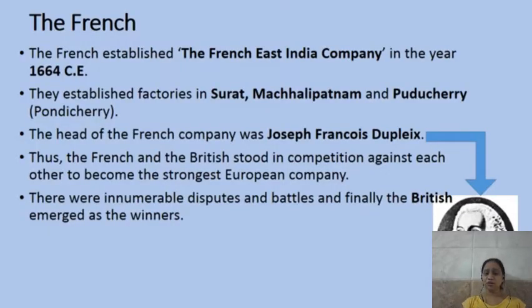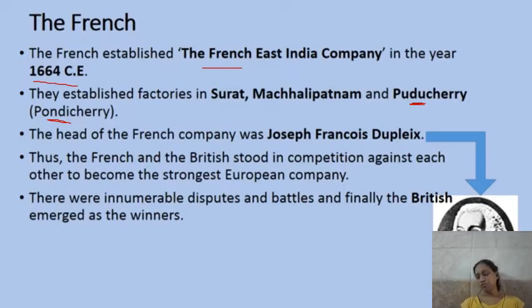The French established the French East India Company in the year 1664. Just as the East India Company was England's, the French company was called the French East India Company, and that was established in 1664. They established factories in Surat, Machilipatnam and Puducherry, and today it is called Pondicherry. Its actual name, or earlier it was known as, Puducherry.